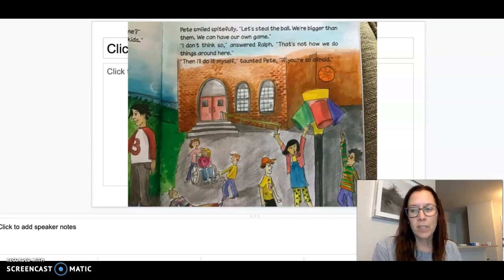Wow, he's definitely becoming a different person than what I would have thought. So, how is he acting? How is he definitely going to be treating others? Do you think something else is going on outside of school that is making him act this way?